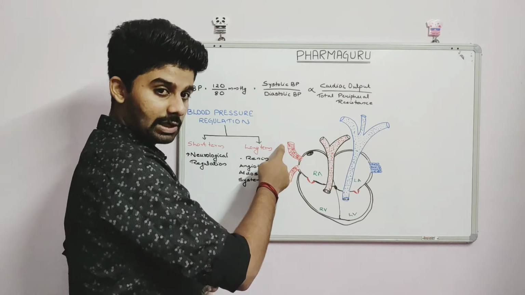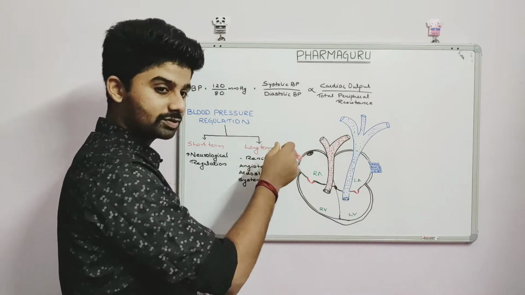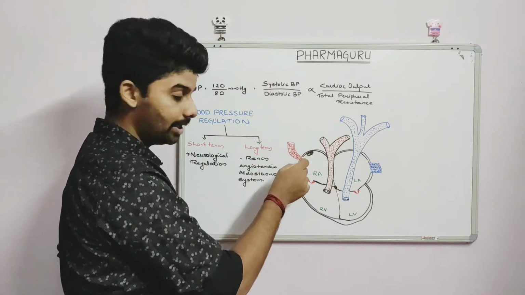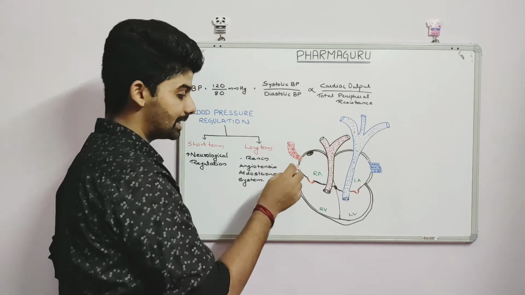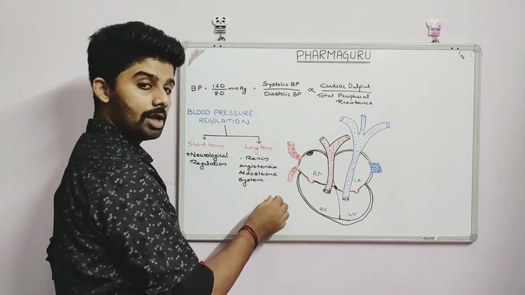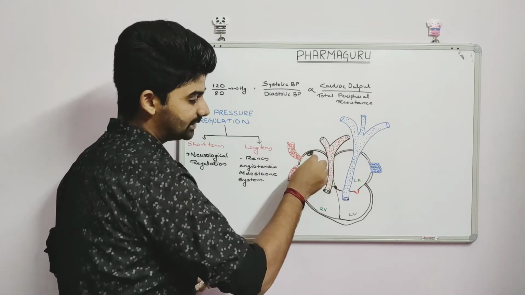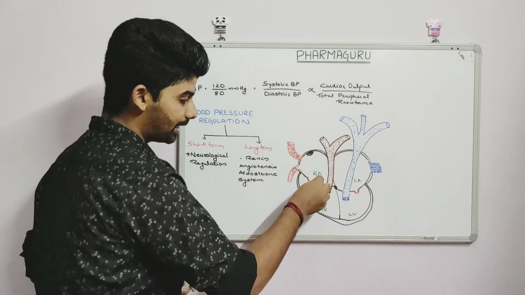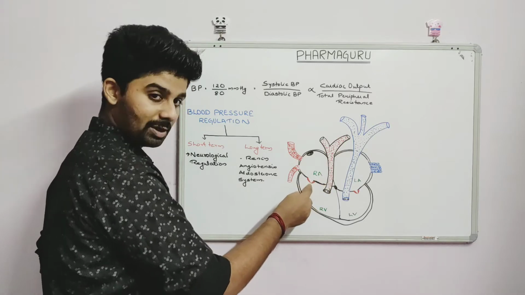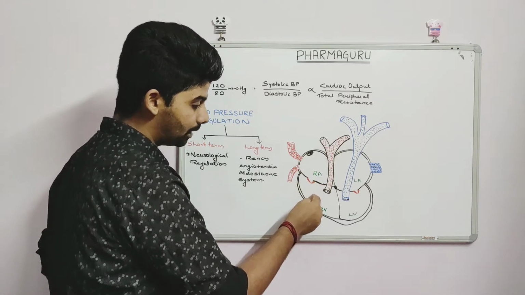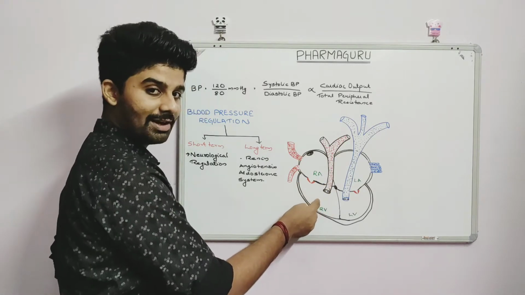This is the superior vena cava that drains all the deoxygenated blood from the upper part of the body. This is the inferior vena cava that drains all the deoxygenated blood from the lower part of the body. From the whole body, the deoxygenated blood fills up in the right atrium. From the right atrium, we have the tricuspid valve which opens and the deoxygenated blood enters into the right ventricle.